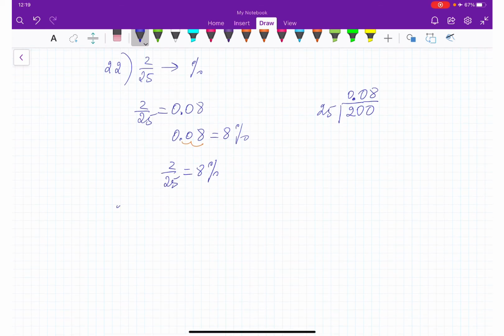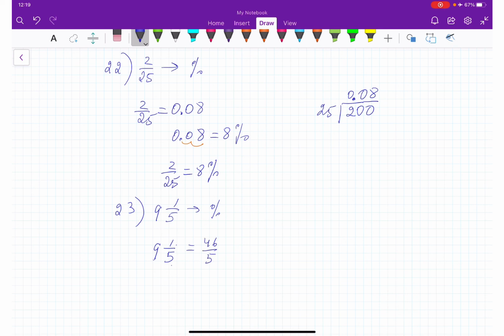Okay, another one. 9 and 1/5, converting to percentage. Okay, to convert this one to percentage, first of all, it's a mixed fraction. I have to convert it into an improper fraction. Again, I will put the reference at the end. So 9 times 5, 45, plus 1, it's going to be 46 over 5.